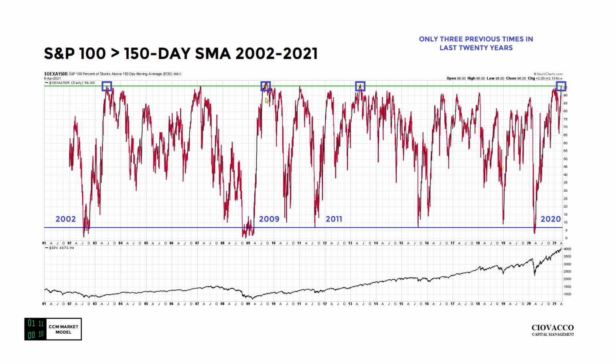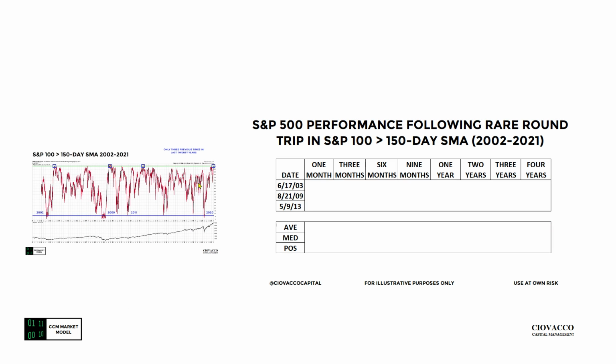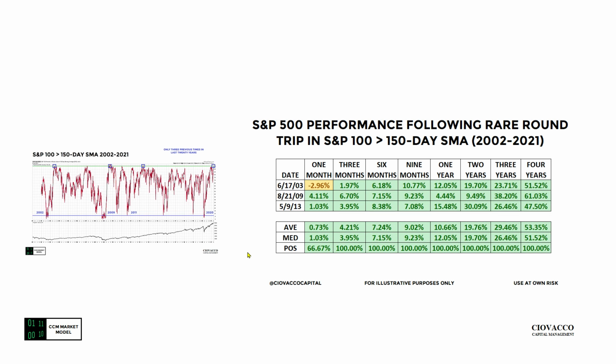This is a thrust. And we know from past videos that this tends to be helpful because technical analysis can only track the past. It cannot predict the future. We have to use our own intelligence to draw conclusions about what the past activity of some traders may say about the future activity of other traders. This is the past activity of some traders. In the historical cases, similar activity was followed by additional bullish behavior from a longer-term perspective from other traders, and those other traders pushed the markets even higher.